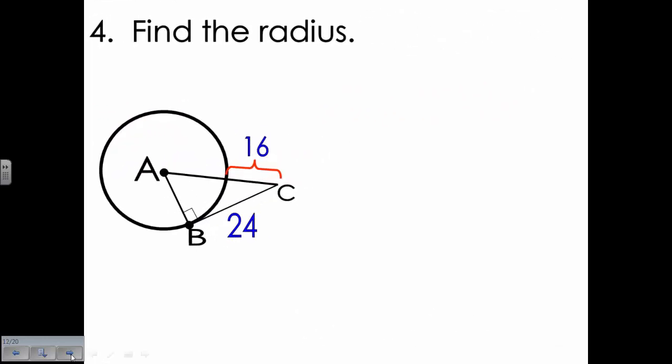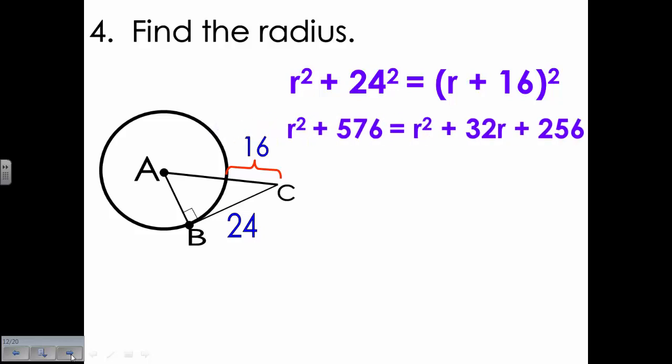Copy this example down. This one we're missing the radius in the picture. You're going to have to expand out that r plus 16 squared like we did in an earlier unit. You've got r squared on both sides. Those are going to cancel, so the problem ends up not being so bad. It ends up being a linear equation.